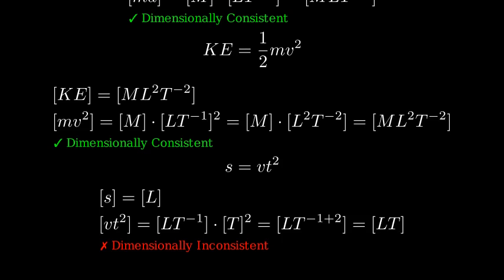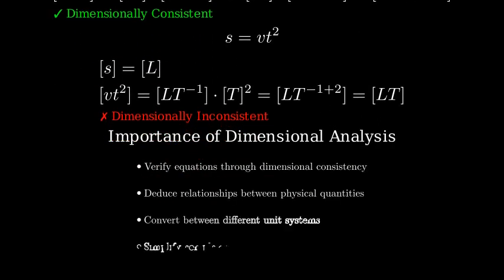Dimensional analysis is a powerful tool in physics that helps us: 1. Verify the correctness of equations by checking their dimensional consistency. 2. Deduce relationships between physical quantities. 3. Convert between different unit systems. 4. Simplify complex problems by reducing the number of variables.